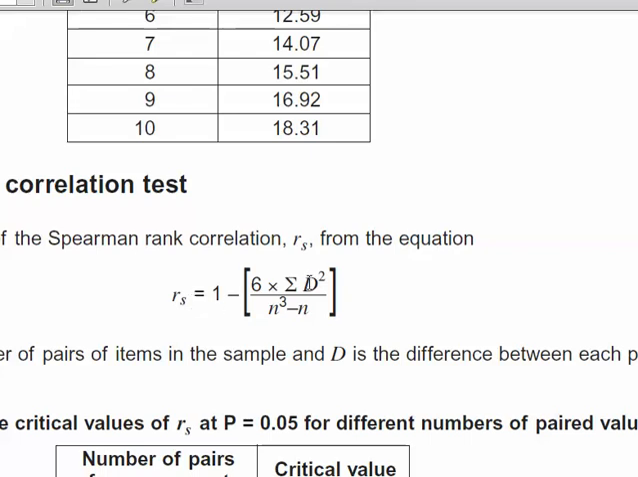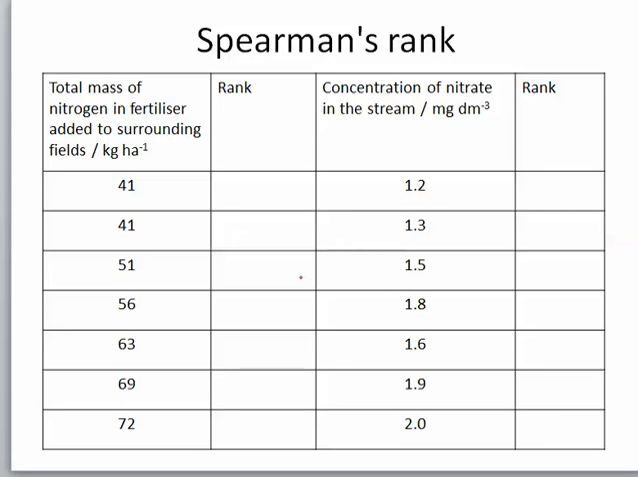So the first thing we need to do is get this value, the sum of the differences squared. So if I go back to here, the first thing I'm going to need to do is work out the rank of each of the values. The way you do that is you just assign each one a numerical value within a rank. So I've got 1, 2, 3, 4, 5, 6, 7. So I assign each number a value 1 to 7, and I always go lowest to highest.